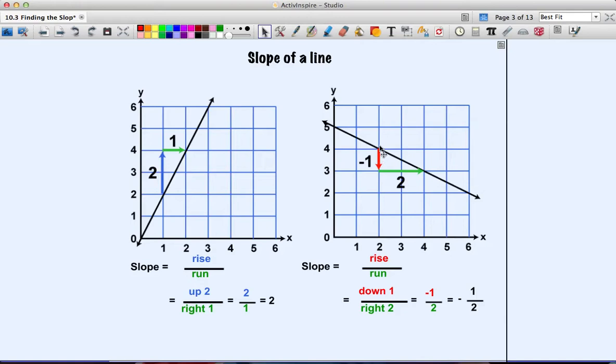In this case, when we start here, we know that we have to go down 1 line in order to get our next intersection, and then to the right 2 lines to get to our next intersection. So our rise is down 1, which ends up being a -1, and right 2, which stays as a +2. So a negative divided by a positive is going to give us a negative slope. So the slope of this line is -1/2.